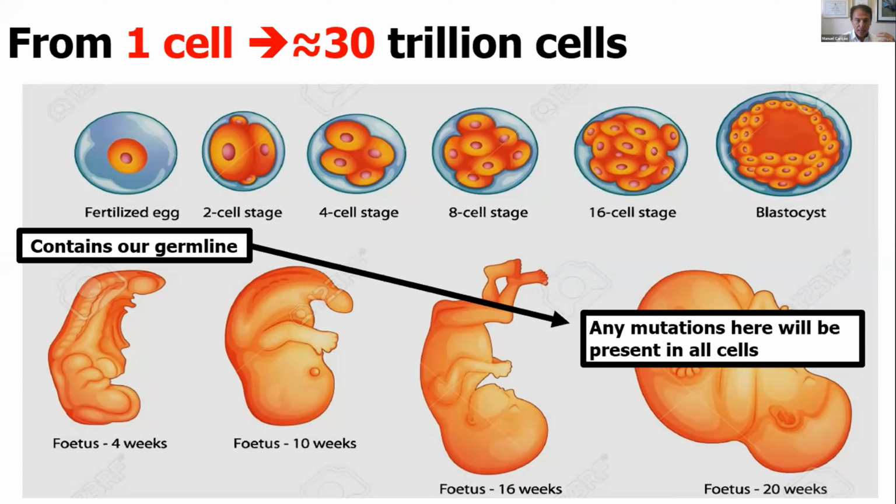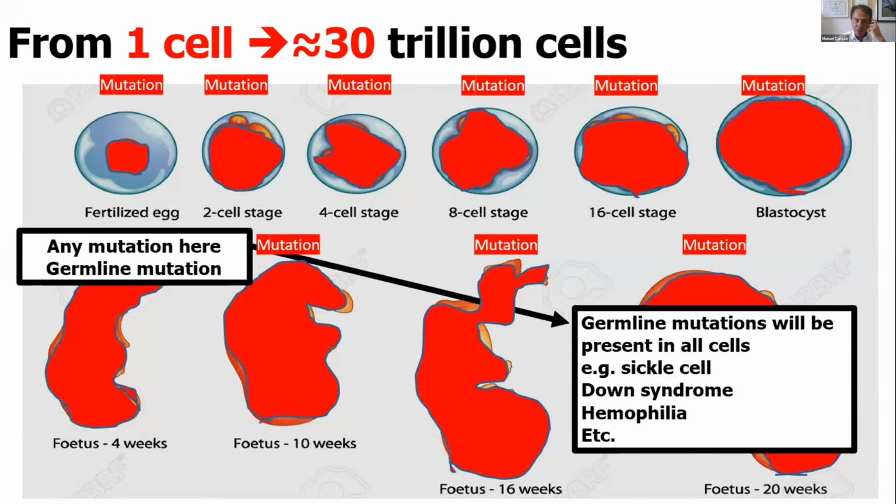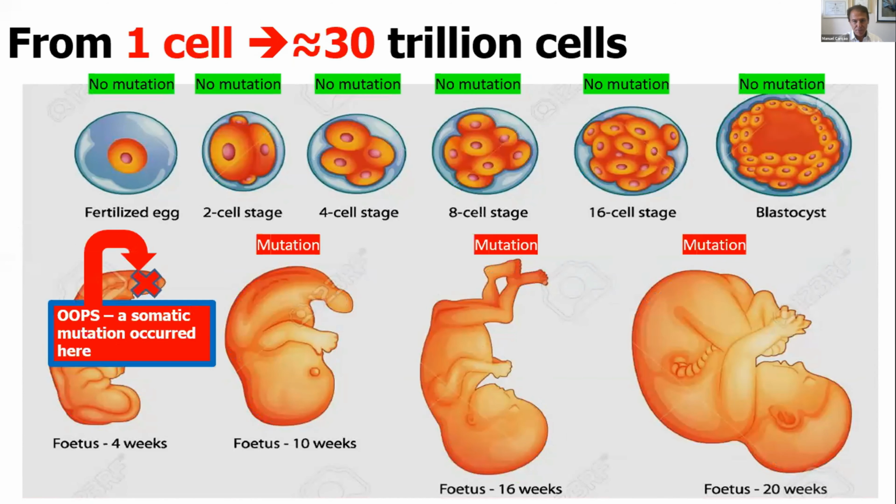And so any mutation that we inherit from our parents will be in our germline, and it will be in every single one of our cells. So things like sickle cell disease, Down syndrome, hemophilia, those would be in every single one of our cells. So if you take a blood test, for example, you can check for sickle cell disease or Down syndrome or hemophilia, because our blood cells will have this as well. But there's a different type of mutation, not a germline mutation, but what's called a somatic mutation.